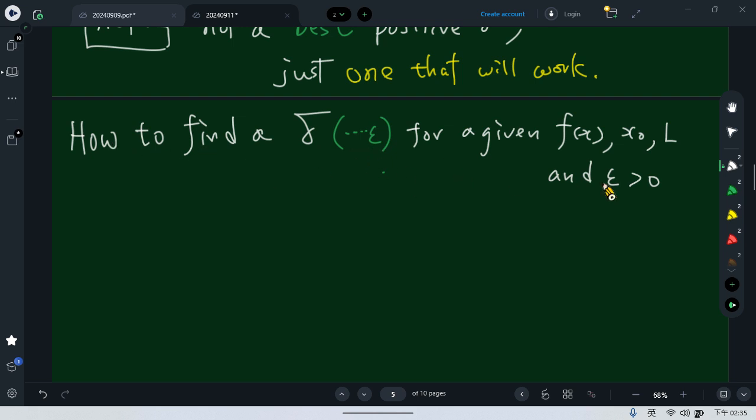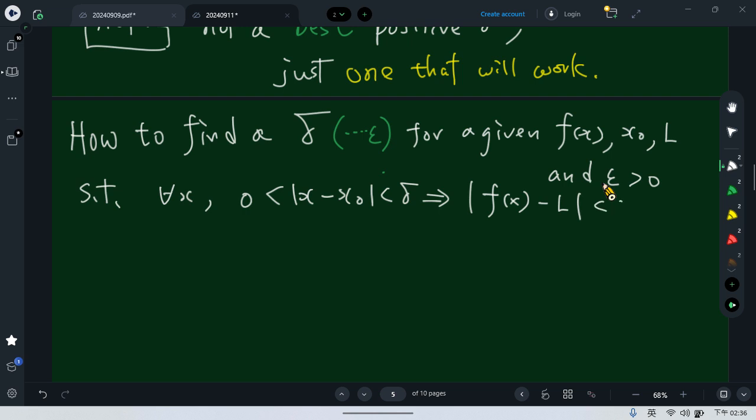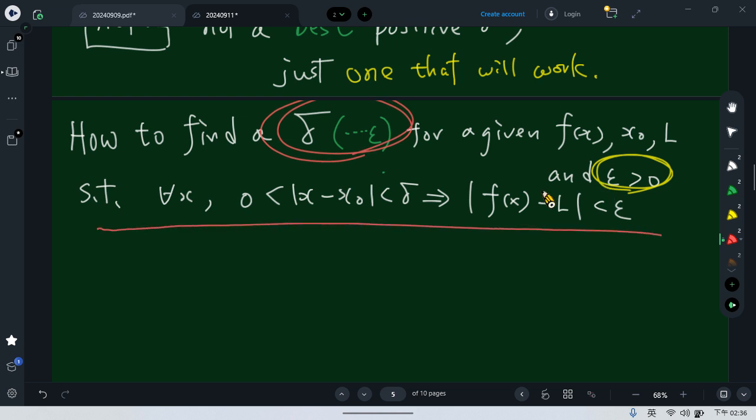So such that for any x, when the distance between s and s0 less than delta, I hope the distance between f of s and L could be less than epsilon. So that means if I give you a epsilon, then you always can return a delta. Then such that this relation hold.